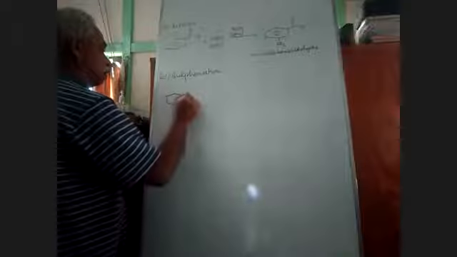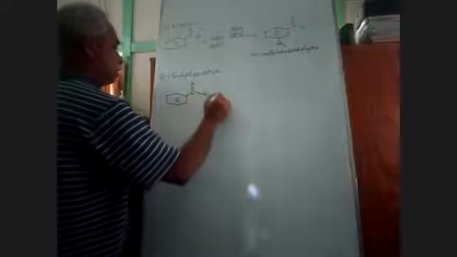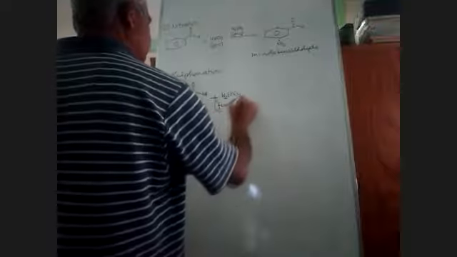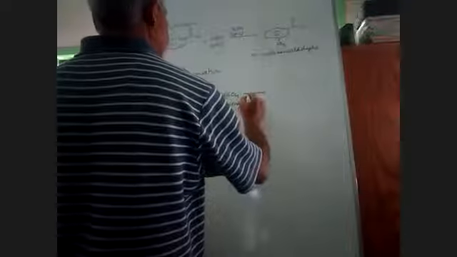Okay. Now we'll do sulfonation. So how do you carry out sulfonation? We treat it with fuming sulfuric acid. I always told you the fuming sulfuric acid contains dissolved sulfur trioxide. Okay, then in that case it will give you this.